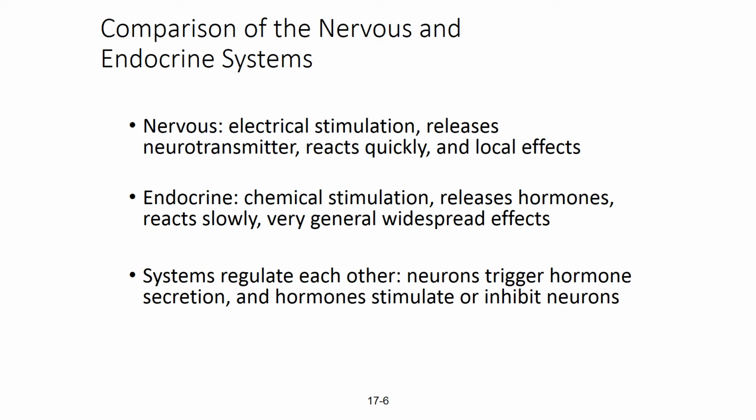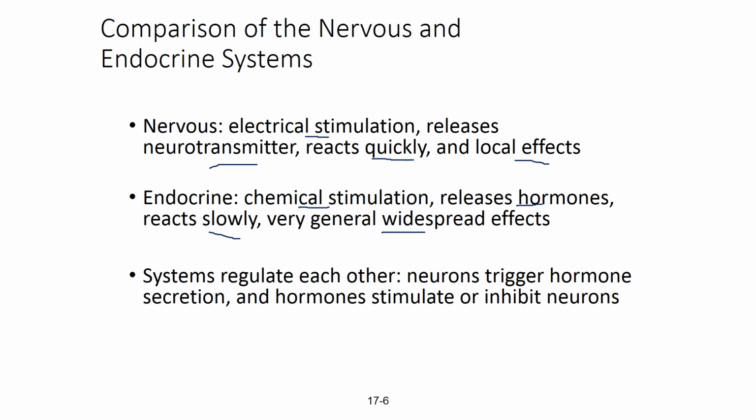Okay, so when we're doing a comparison of the nervous system versus the endocrine system, some of the major things we talked about with the nervous system: it uses an electrical stimulation, it uses neurotransmitters, and its reaction is very quick. And it can have a very local effect, meaning it can go directly to a specific target cell. Endocrine releases hormones that go into the bloodstream. It's a chemical stimulation, and the reaction time can be slow. It can take days. And some of them can have a very general, widespread effect.